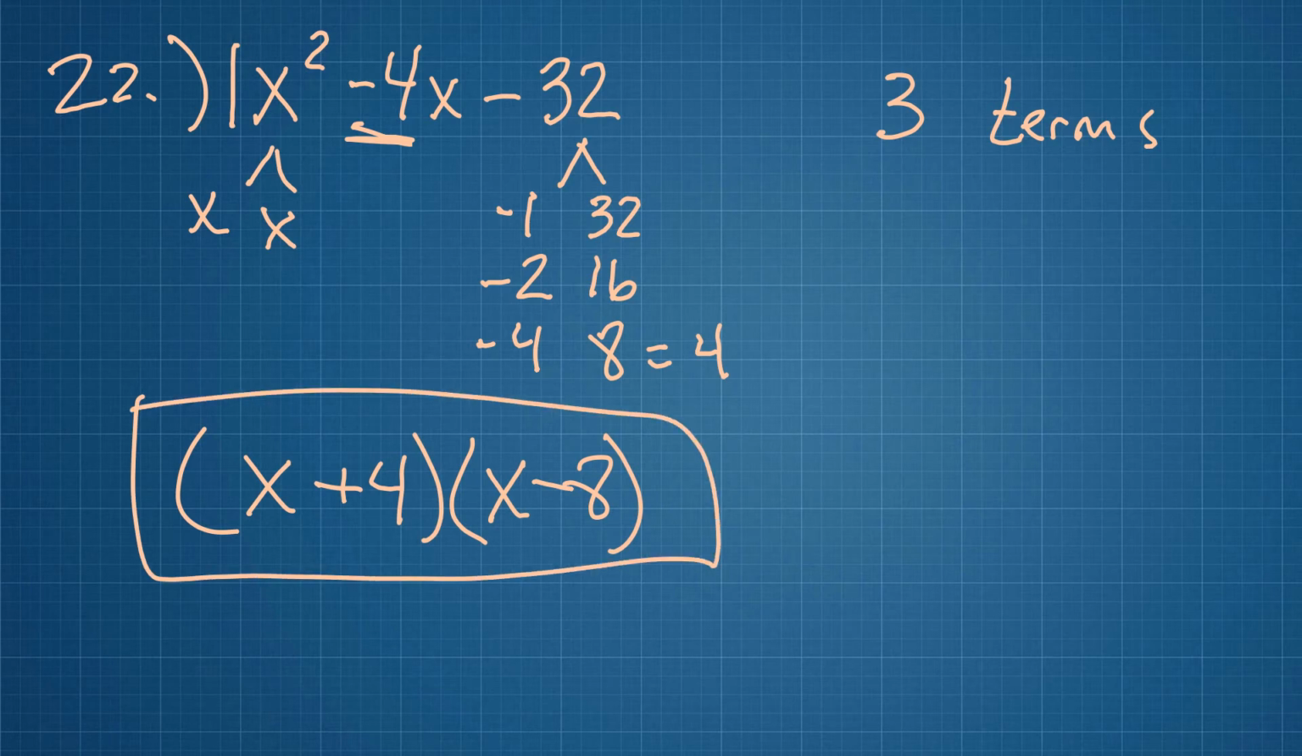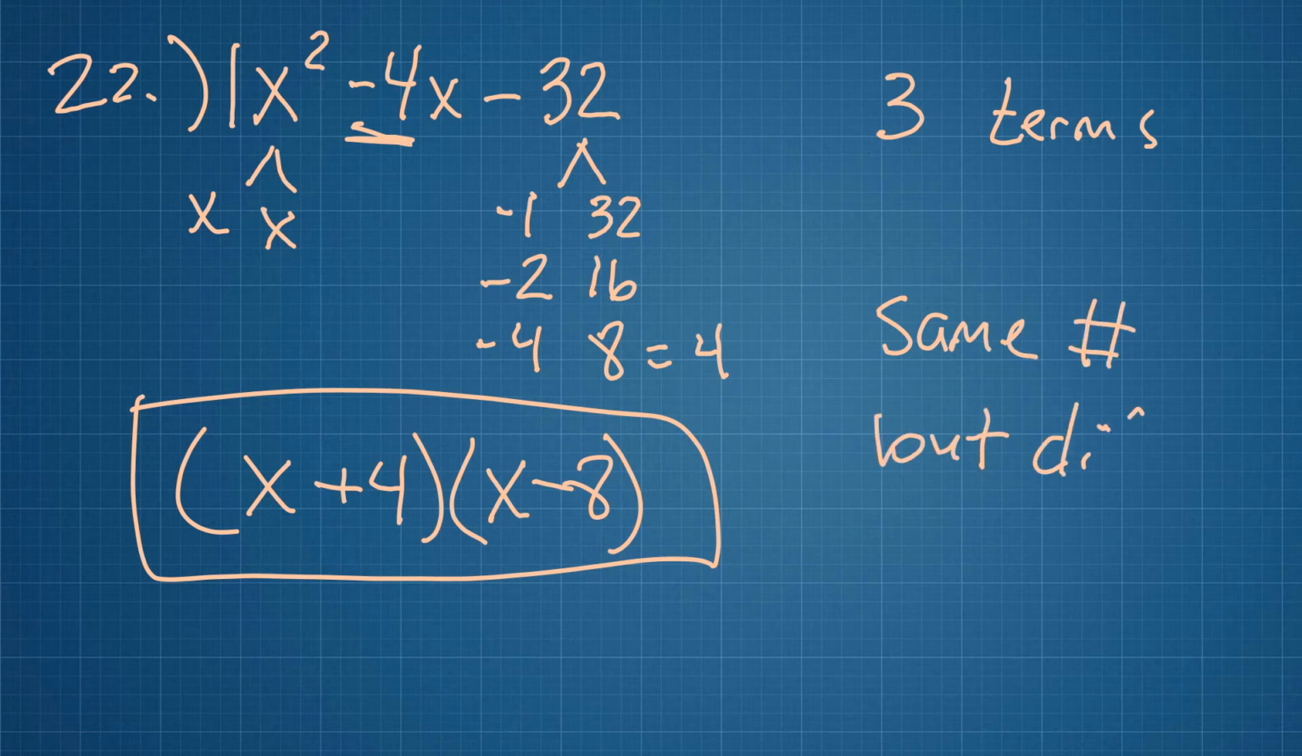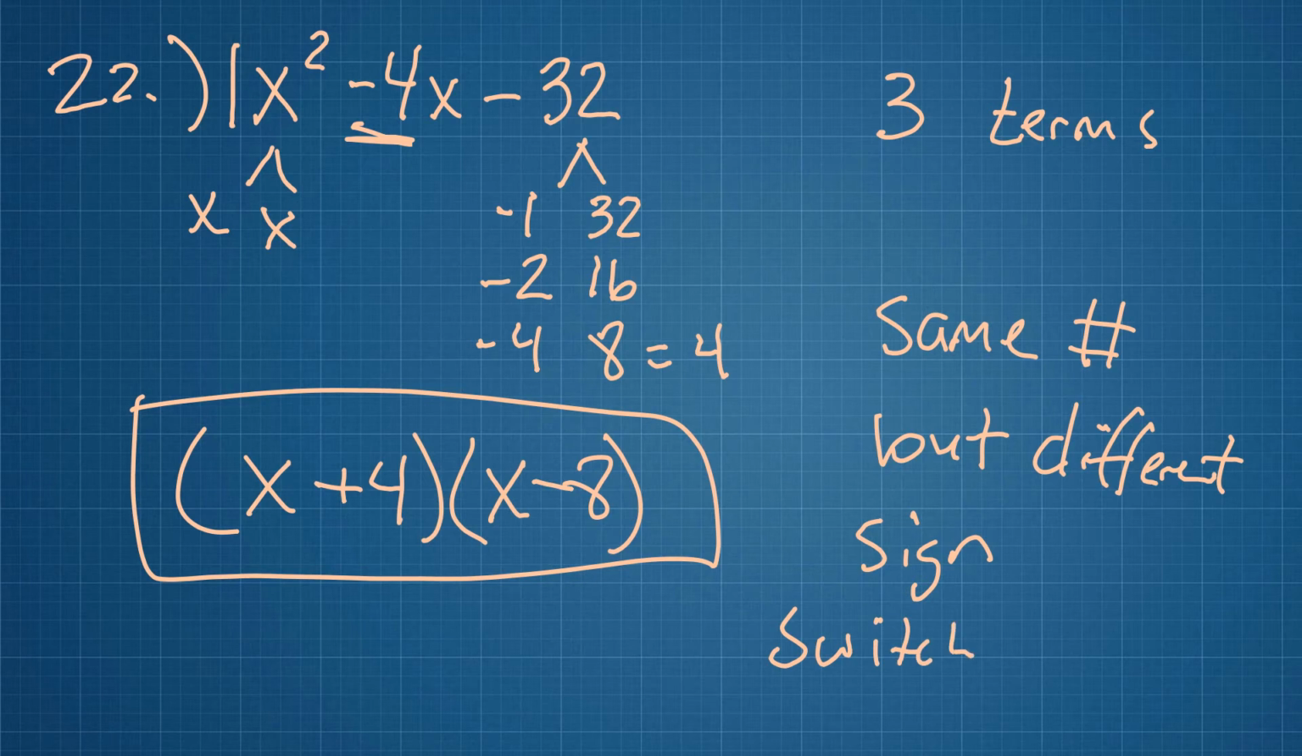So that was one example where if you have the same number but different sign, switch both signs to get what you want. All right, that's what I did there.